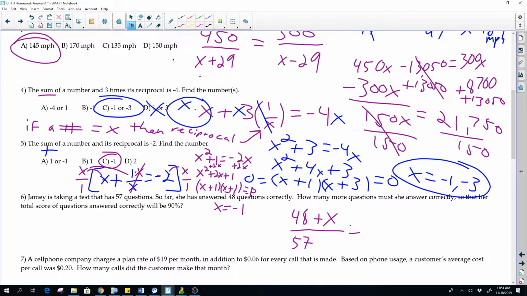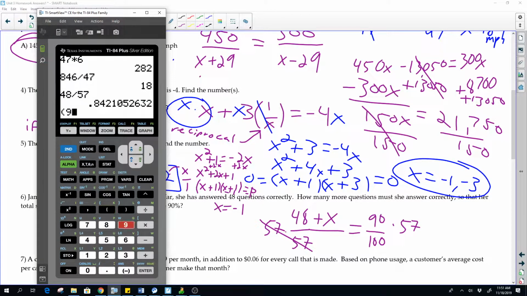So we can just set that equal to 0.90, or if you wanted to set it up as a fraction, you can. So 90 over 100 is still 90%. And now we're just solving for x. So we multiply 57 over to the other side so that we know what 90% of 57 questions is. So we do 90 divided by 100, or you can use 0.90 times 57. Nice. So getting 51.3 is the score she needs.